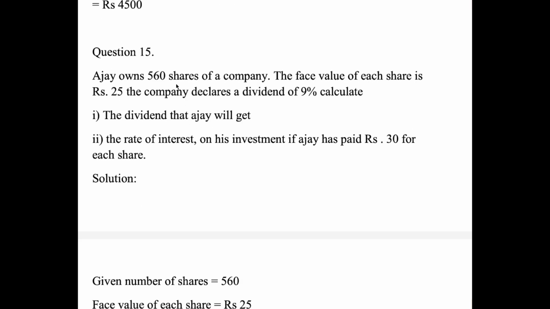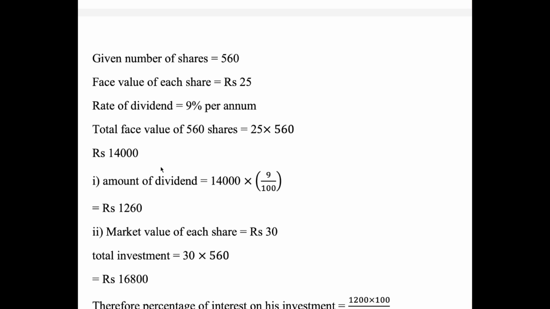Ajay owns 560 shares of a company. The face value of each share is rupees 25. The company declares a dividend of 9%. Calculate the dividend that Ajay will get, and the rate of interest on his investment if Ajay paid rupees 30 for each share. Now come to the solution part.